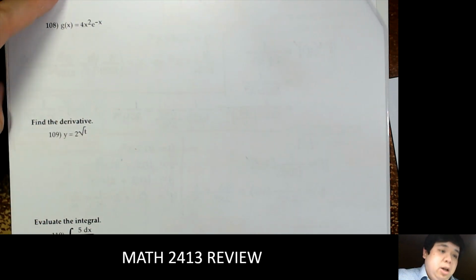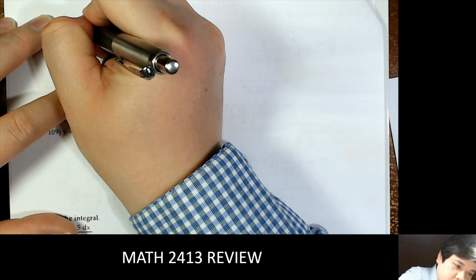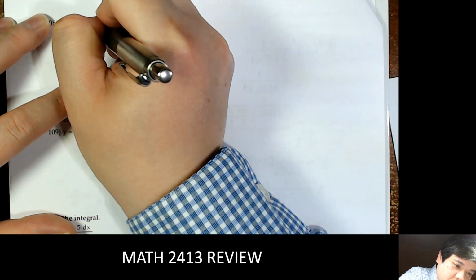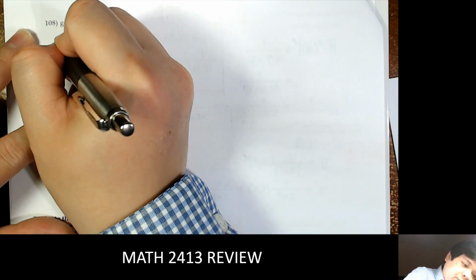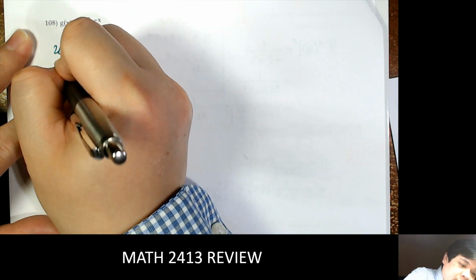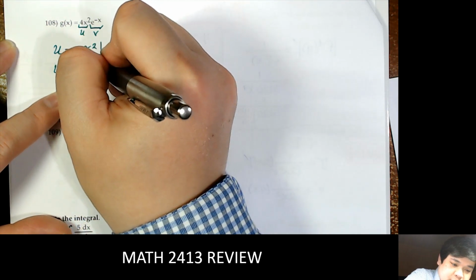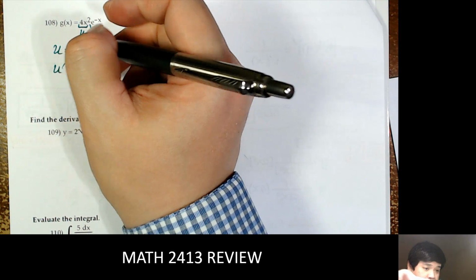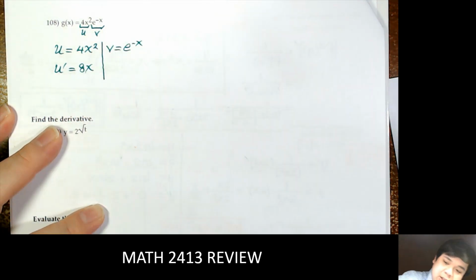this is also an exponential rule, but we're going to use the product rule here because it's clearly a product, u, v. Let u equal 4x squared. Derivative is easily done, 8x. V is e to the negative x.